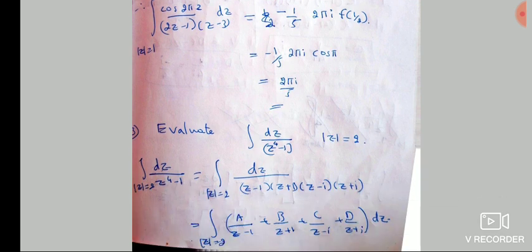Next one, evaluate the line integral of 1 by z power 4 minus 1 into dz along the curve modulus of z is equal to 2. So what is this curve? Modulus of z is equal to 2. It's a circle with radius 2 centered at 0.